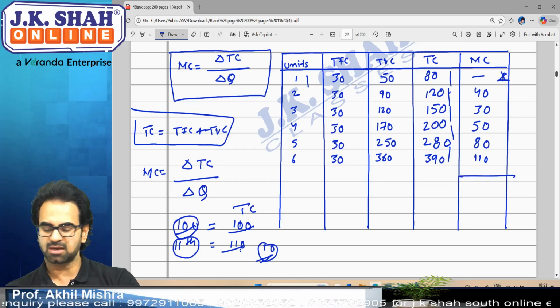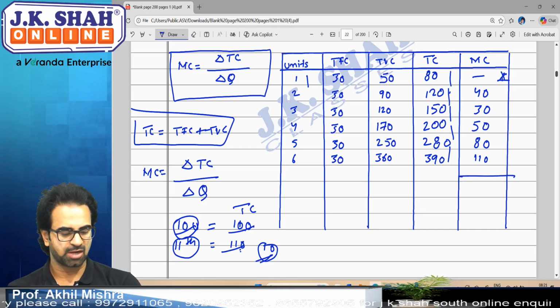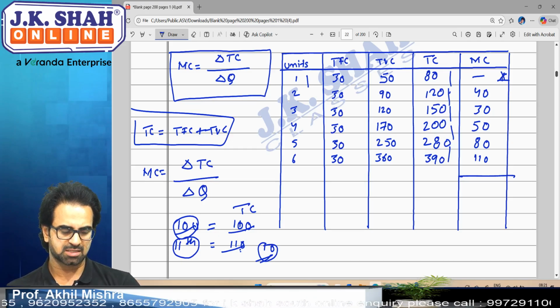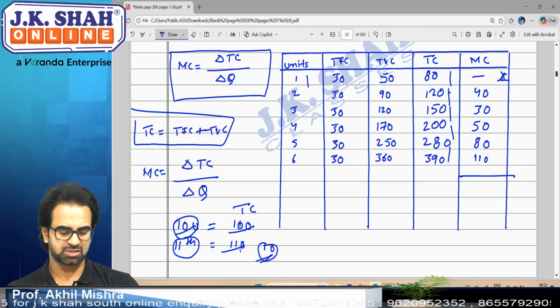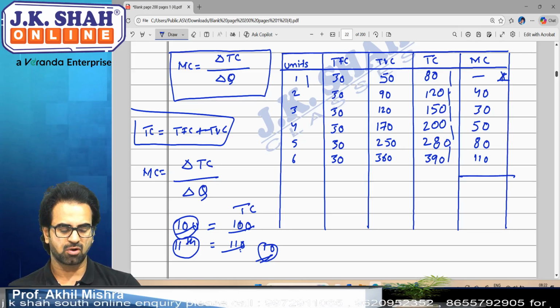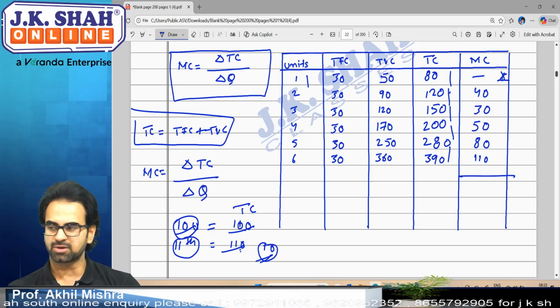Now if you look very carefully at the marginal cost, first it was 40, then 30, it's falling, right? It falls, and again starts rising very fast. 40, then 30, then 50, then again increasing by 30, 50 becomes 80. Likewise, it keeps rising faster. So what is the nature of marginal cost? It falls sharply and it rises sharply.